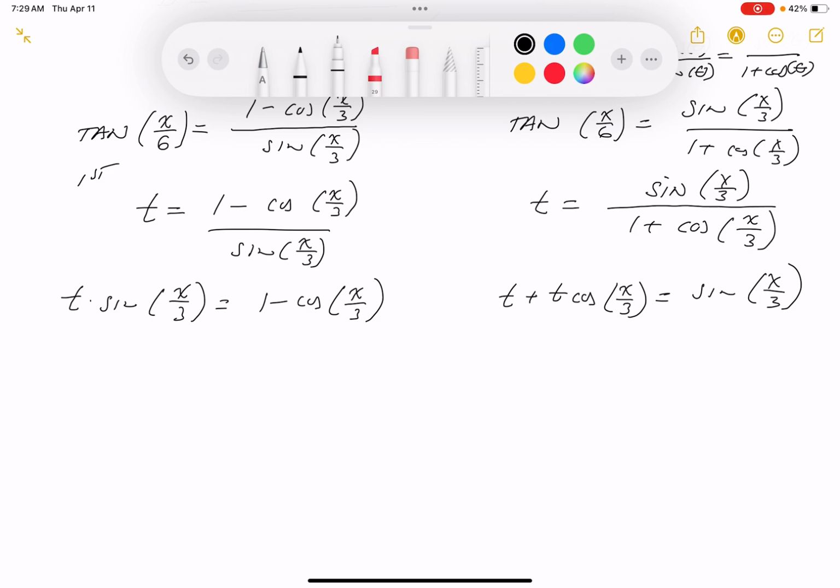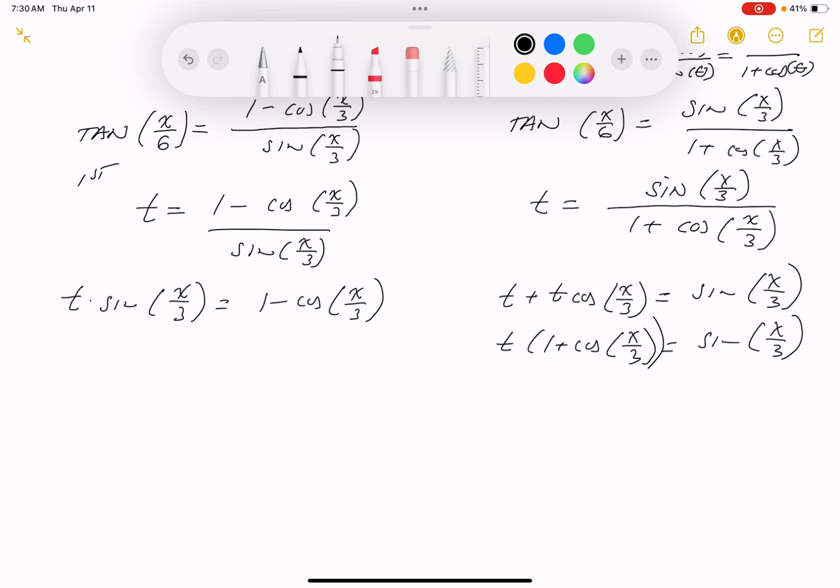Now, granted, it's kind of busy. I've got to look at this and wonder how I'm going to deal with it. Looking at it, I'm going to write this a little differently. I write it as t times 1 plus cosine x over 3 equals sine x over 3. Let's take a look and see if we see something over here.